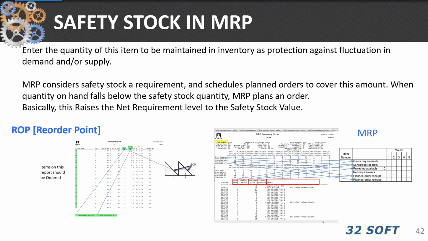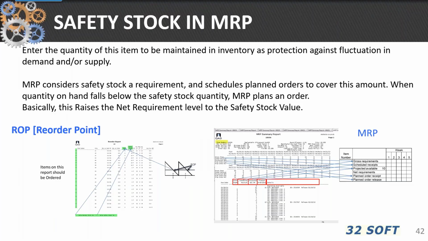Safety stock in MRP: we've seen the function of calculating safety stock plays most immediately in the order process. Once you discover that you've consumed your safety stock, the next step is to order more. The two primary means of ordering in ERP are firstly reorder point or through material requirements planning. Enter the safety stock as a quantity of this item to be made into inventory as a protection against the fluctuation in inventory demand or supply.